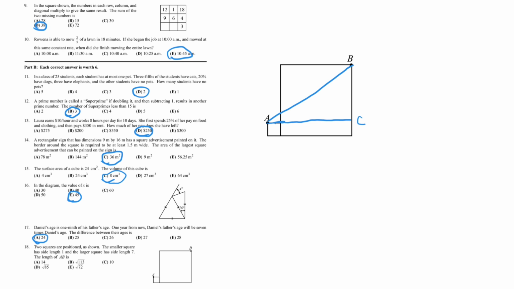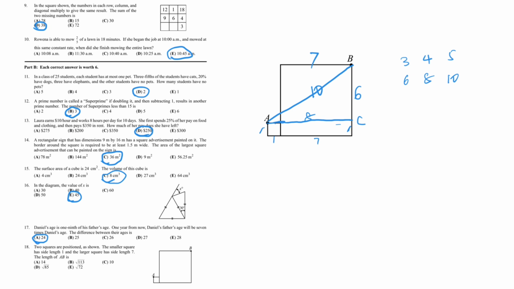Now the larger square has side length 7. So this is 7, and the smaller square has 1. So this part is still 1. So in triangle ABC, BC will be 7 minus 1, that's 6. And AC, that's 7 plus 1, that's 8. So AB, that's the Pythagorean triple. 3, 4, 5 times 2 is 6, 8, 10. That's the Pythagorean triple. This is the 10.